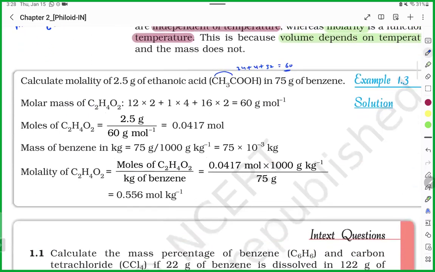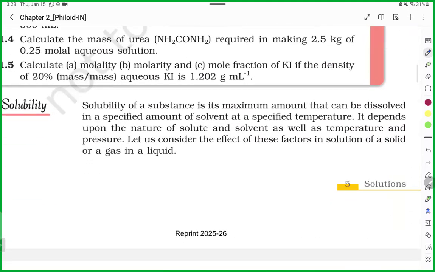Yes, sir. The first part is done. What is solubility of the substance? How much amount you can dissolve in a particular solvent at a particular temperature. It depends on the nature of the solute. Example, if you dissolve sugar or if you dissolve salt, solubility will be different. It depends upon the solvent also, whether you take water, alcohol, or benzene. It depends upon the temperature. If you increase temperature, solubility usually increases for solids. And pressure. In case of gas, pressure plays an important role. So these are the four factors. A question can be asked: what are the factors that affect the solubility of the substance? So solvent, solute, temperature, and pressure.